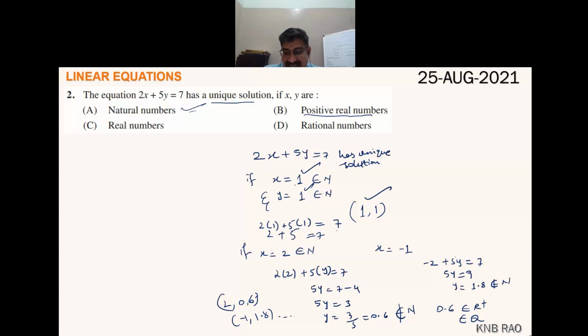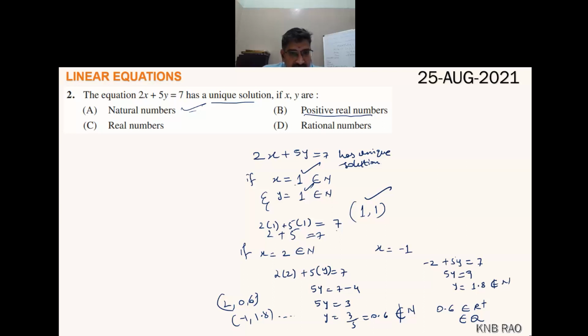Prajwal is speaking. Yeah, Prajwal, your voice is very low. Sir, if it was not given that it has a unique solution, then which would be the answer out of these four options, when x and y are what type of numbers? They didn't tell how many solutions it has.